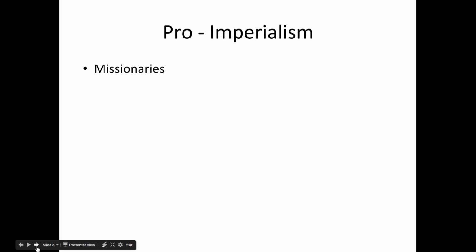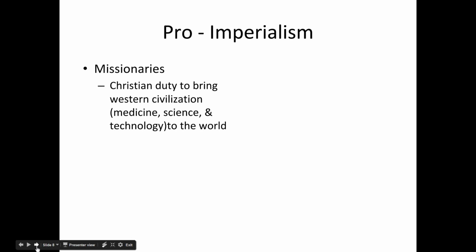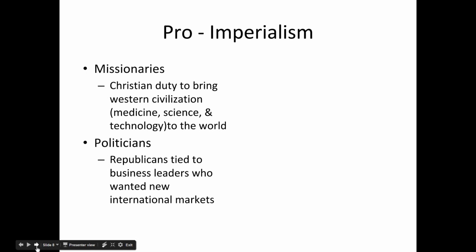Some of them included missionaries. Christian missionaries felt it was their Christian duty and part of that social gospel movement to bring Christianity and civilization and humanitarian efforts to these populations, bringing medicine, science, and Western technology around the world. You had politicians looking to expand markets. They were tied to Republicans who wanted to see an expansion of the economy.